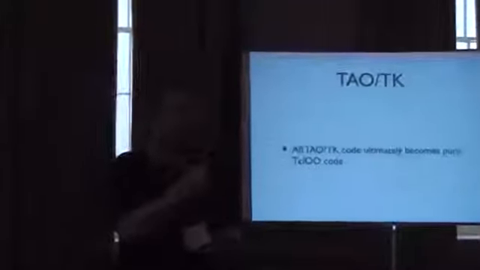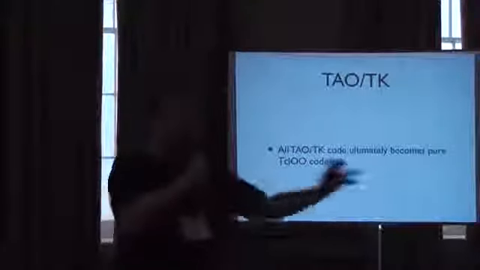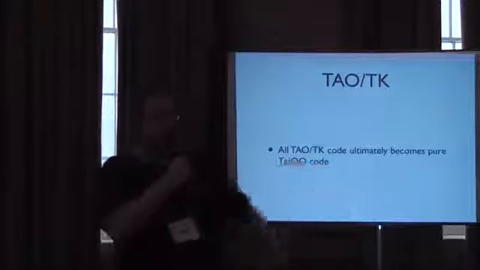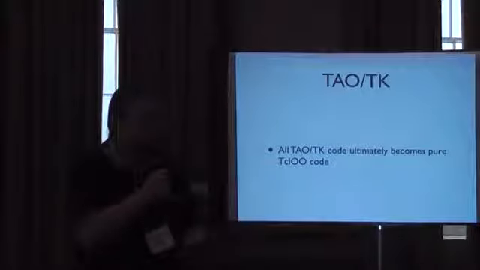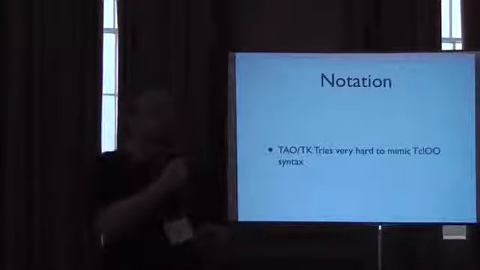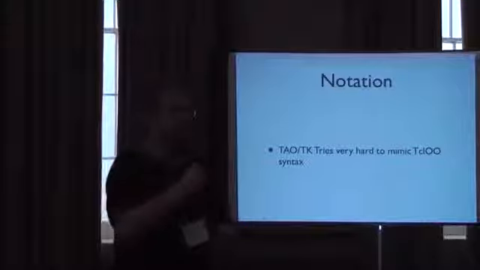All the code ultimately becomes TICL code. So you can take a TAO TK object and inherit it into a TICL object, or vice versa. A TAO object will happily inherit from a standard TICL object. And it tries very hard to mimic TICL's notation, except of course where it has to add its own little special sauce.